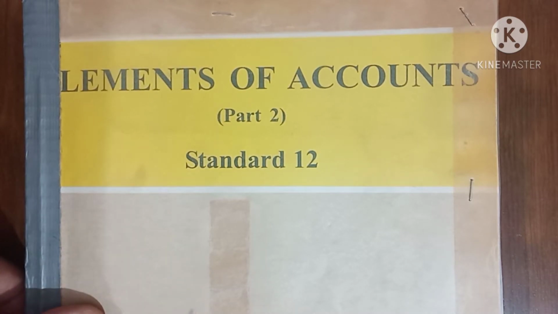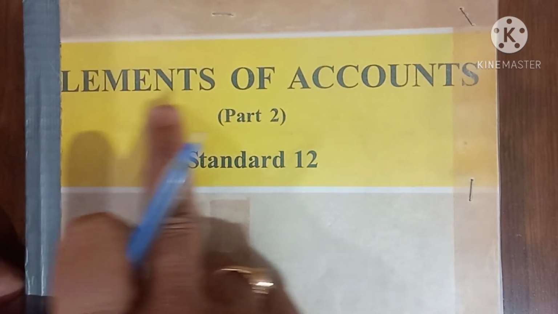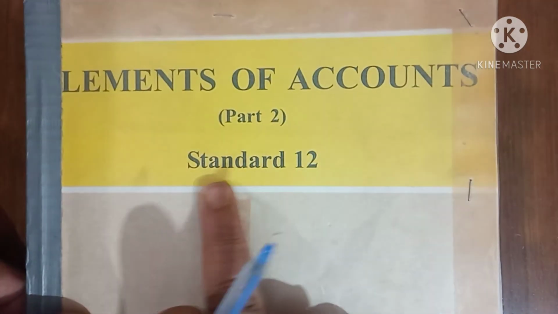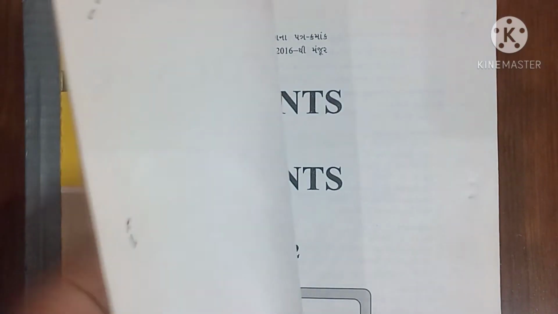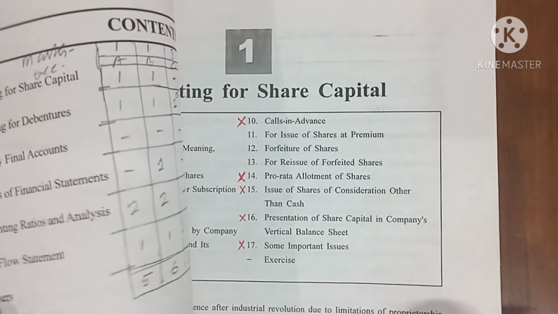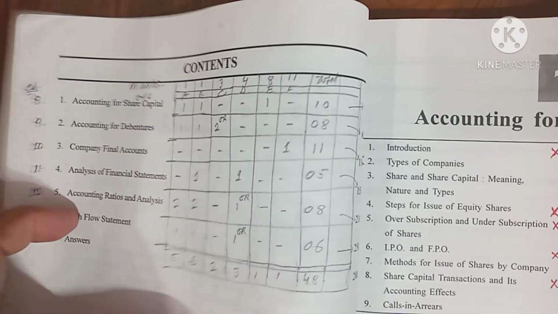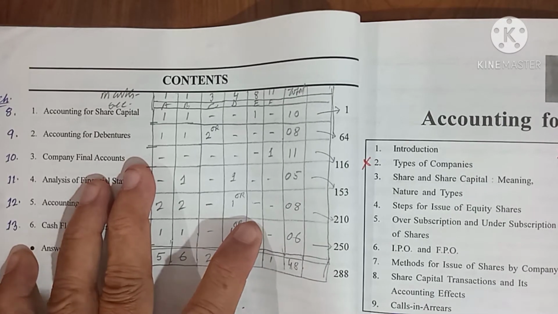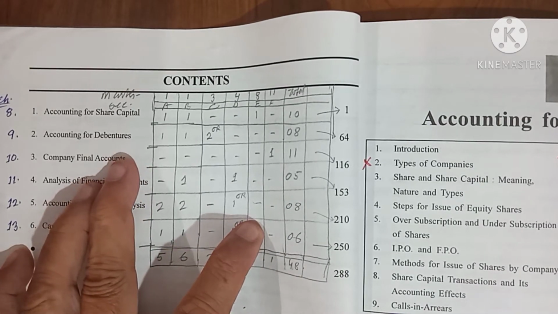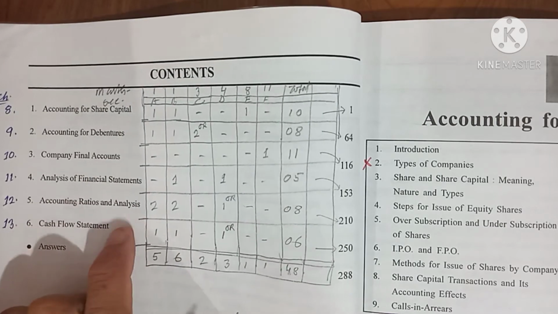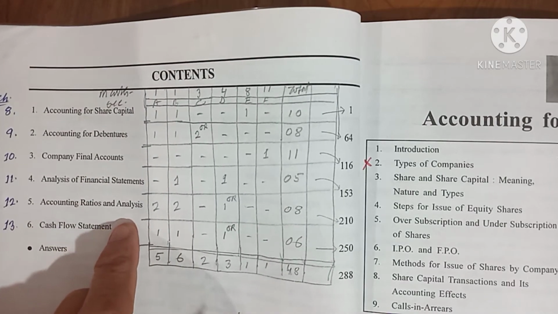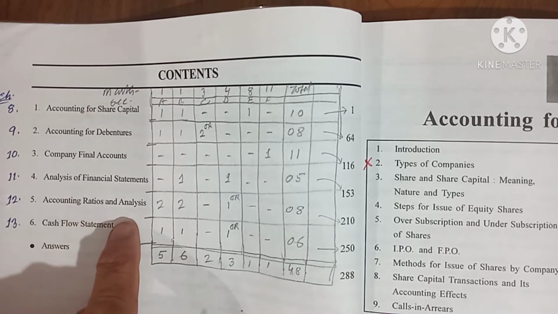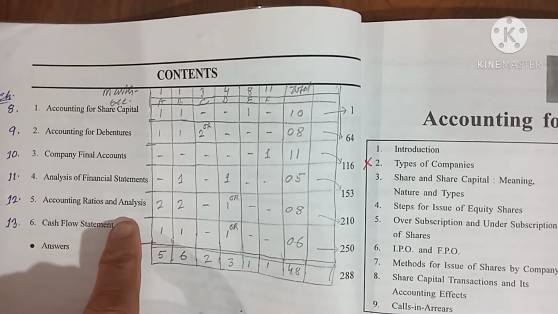Let us start our next video on the basis of elements of accounts part 2, standard 12. Students, in the last video I completed the second chapter according to your textbook. The second chapter was accounting for debenture. And today I am going to start the fifth chapter, which is called accounting ratio and analysis.